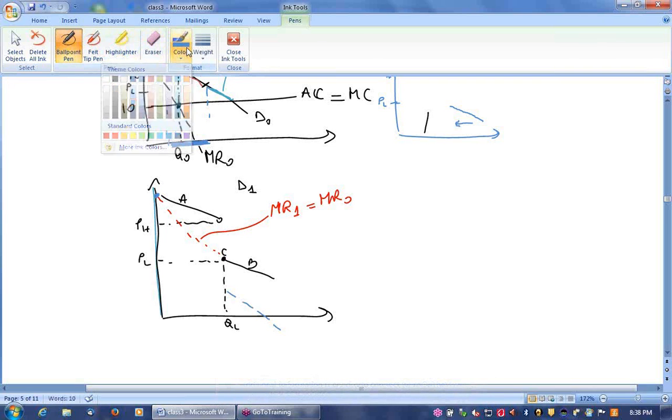You can use this trick: you connect this part of the demand. Sorry guys, I have some technical problems with my pen if you didn't understand. So I connect this part of the demand and draw the marginal revenue curve, and then I get rid of the first part.